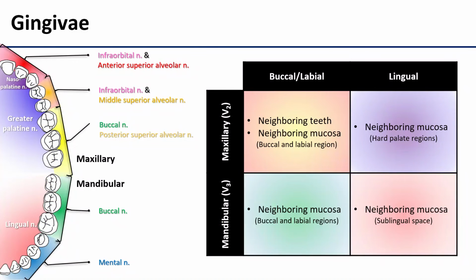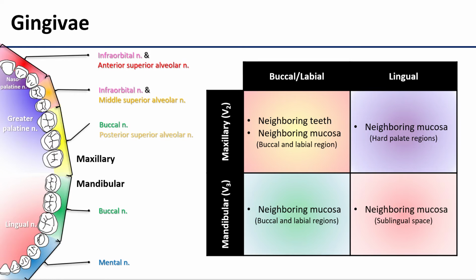The innervation of the gingivae is slightly more complicated because there's two sides of the gingivae. So we have a buccal side and a lingual side, and these are separated by this tooth row. Now, the solution that your body has to this is that the gingivae share sensory innervation with neighboring structures on either side of the tooth row.